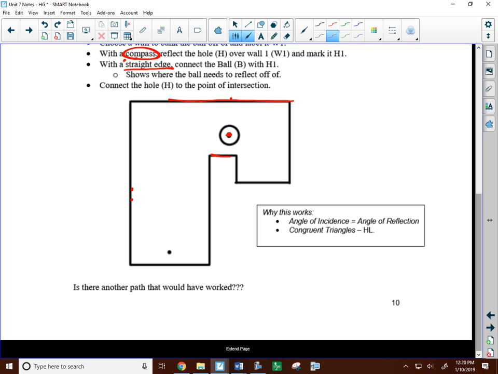So let's just say I want to bounce it off this wall. I'd have to do a compass construction, and we'll talk about that next year. I would reflect this point over this line, and so it'd be somewhere over here. Then all you do is aim at that point, and the angle here would be the same as the angle up there. Then you bounce off and go directly there.